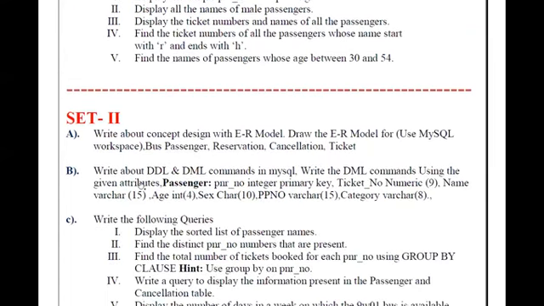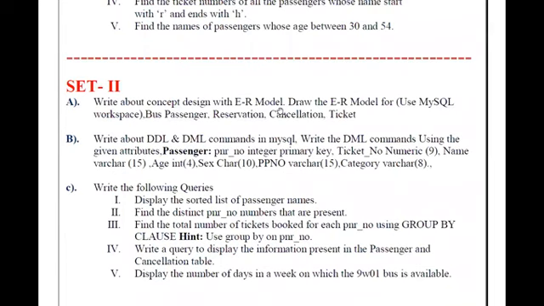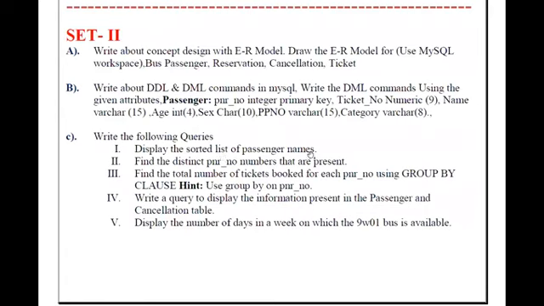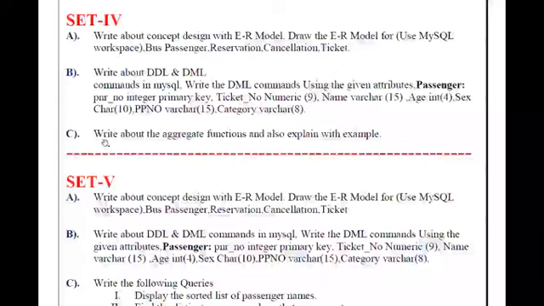Now come to set 2. Write about conceptual design with the ER model. Next, DDL and DML operations. Next, display the sorted list of passenger names. You will get queries like this. In the fourth set, they gave: write about the aggregate functions and also explain with an example. In these cases you have to write the aggregate functions: minimum, maximum, average, count and count star. Write the syntax, an example, then execute by taking one example.